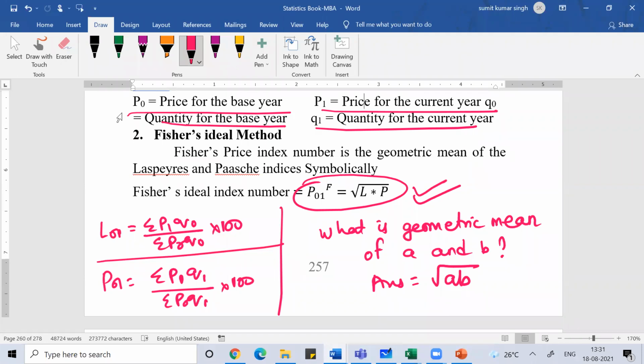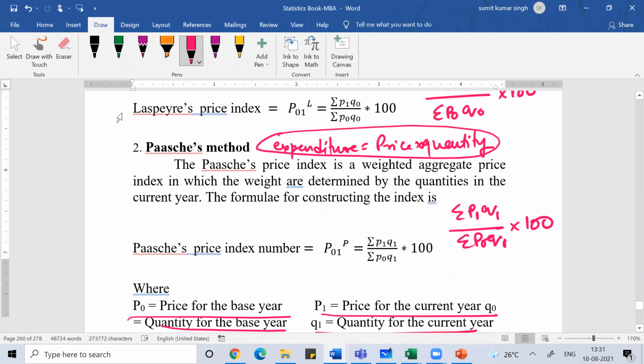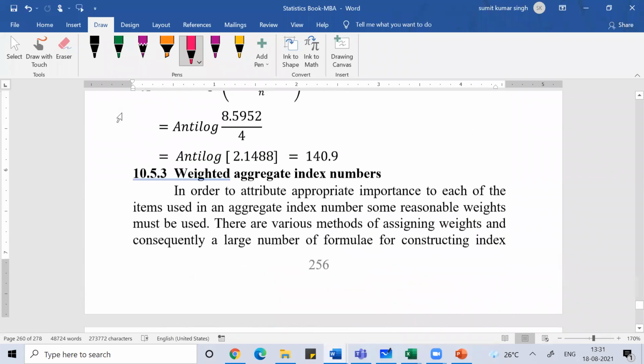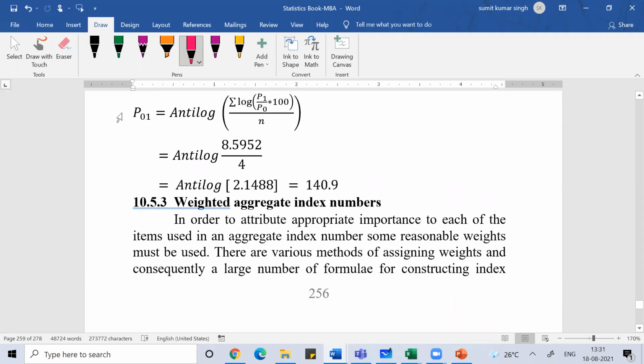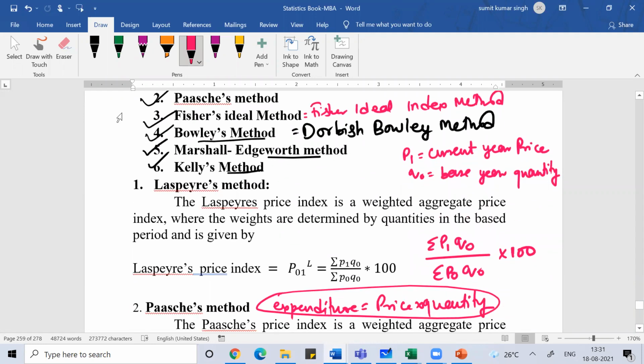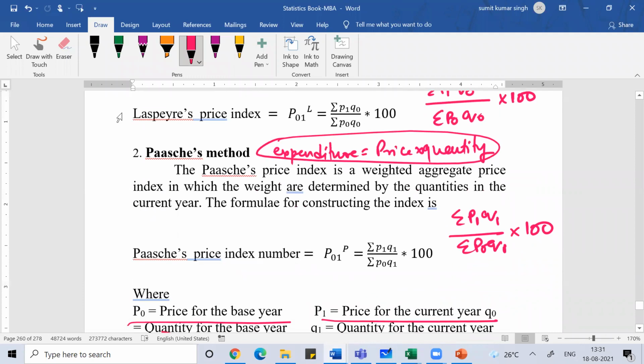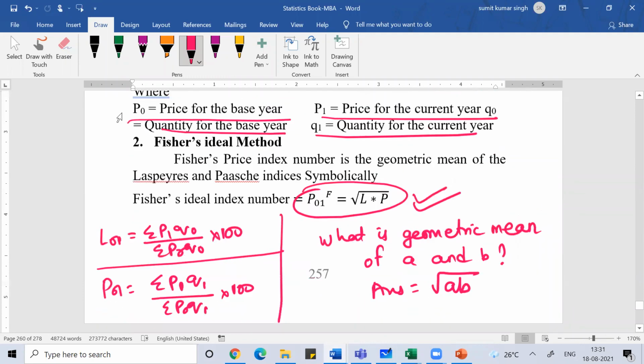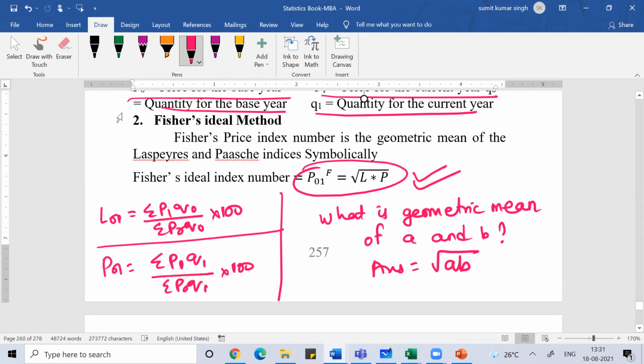So we are talking about weighted aggregate right now. We have already discussed the unweighted aggregate index number method. Right now we are talking about the weighted aggregate index number method, where we have different methods, like Laspeyres. This is the formula of Laspeyres. Then we have Paasche. This is the formula of Paasche. You multiply them and take the square root of that value. That is called the Fisher ideal index number. Those who understand geometric mean and arithmetic mean, clear.